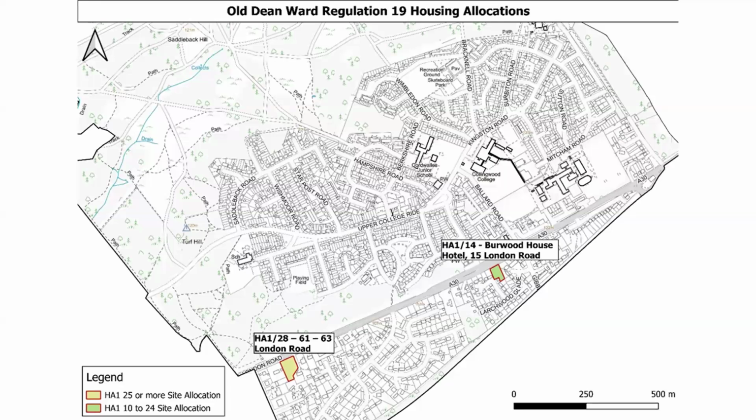In terms of the Old Dean ward, there is two allocations. The first is 61 to 63 London Road, which is allocated for 32 units in the care home use. The capacity here is reduced because care homes come at reduced capacity in terms of what we're allowed to count for housing development. In terms of the other site, it's Burwood House Hotel at 15 London Road, and this is allocated for a total of 10 units.